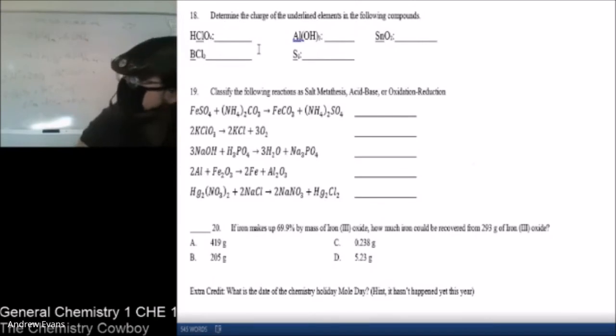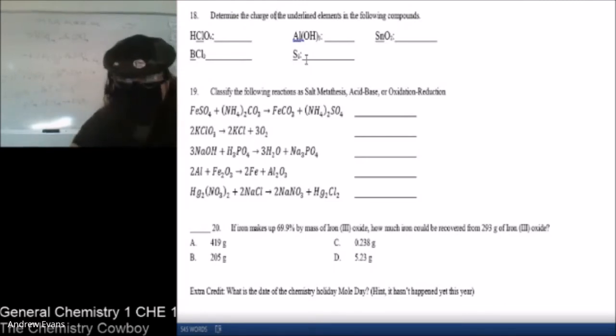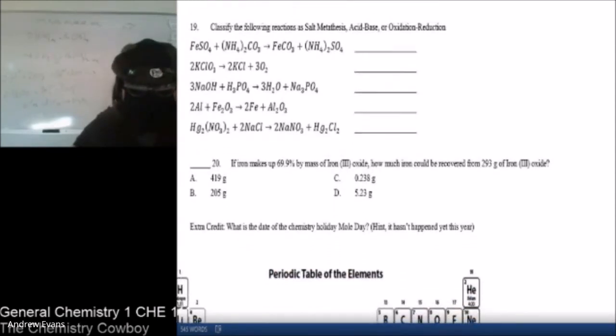It's not a coincidence that boron and aluminum are right above each other in the periodic table. Finally, sulfur. That's pure sulfur, sulfur by itself. Even though it's S8, it's just sulfur. There are no other elements, so it has to be 0. It's not a compound. It's a pure element. Expect one like number 19.